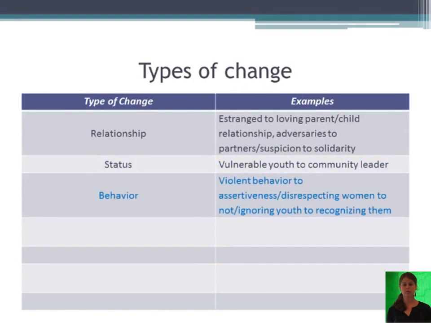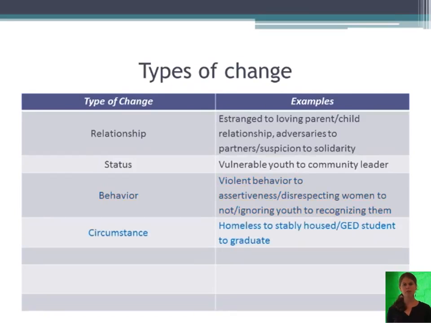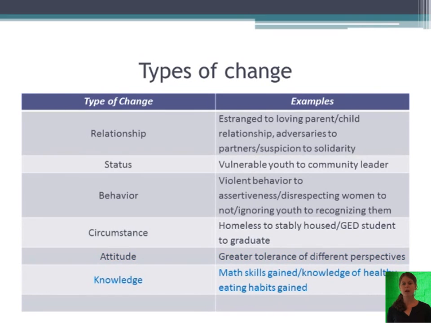A behavior change, violent behavior to assertiveness, disrespecting women to not, ignoring youth to recognizing them. A circumstance change, maybe homeless to a stably housed youth, or a GED student to a graduate. An attitude change could be greater tolerance of different perspectives. A knowledge change might be math skills gained, knowledge of healthy eating habits gained. And a skills change would be, say, attaining cooking skills or advocacy skills.